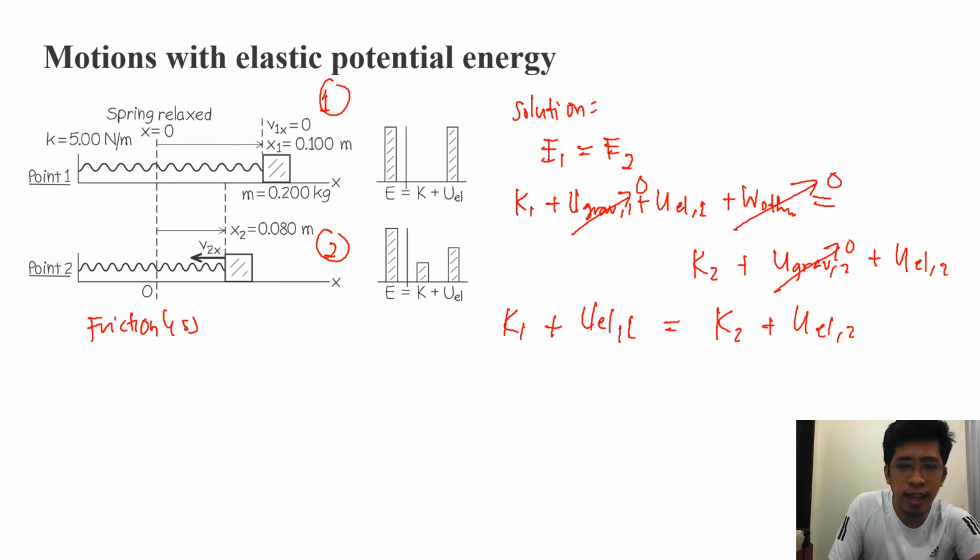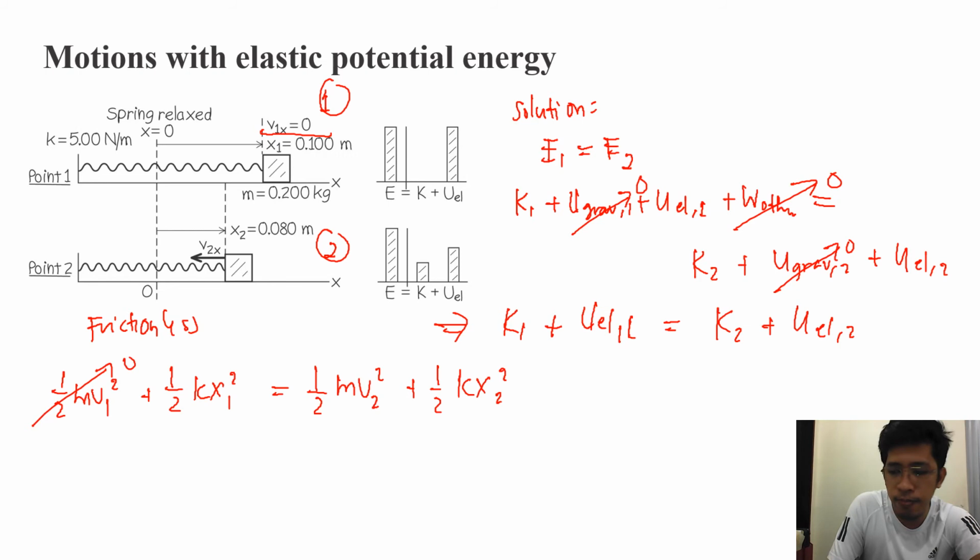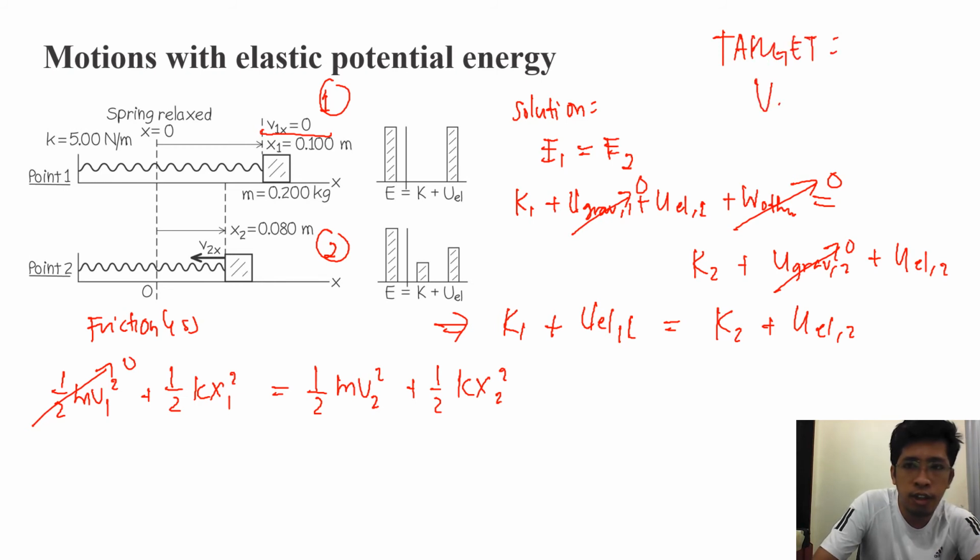Okay, but at event 1 here, your velocity v1 is 0. So let's just write everything. From this equation, you have your 1/2 m v1 squared plus 1/2 k x1 squared, equal to 1/2 m v2 squared plus 1/2 k x2 squared. At event 1, your velocity is 0, so this is just 0. So we are now left with just 3 terms. And here, our target is to solve for the velocity v2 when your x is at 0.080 meters. So this one here is our target variable. Let's just solve this one individually.